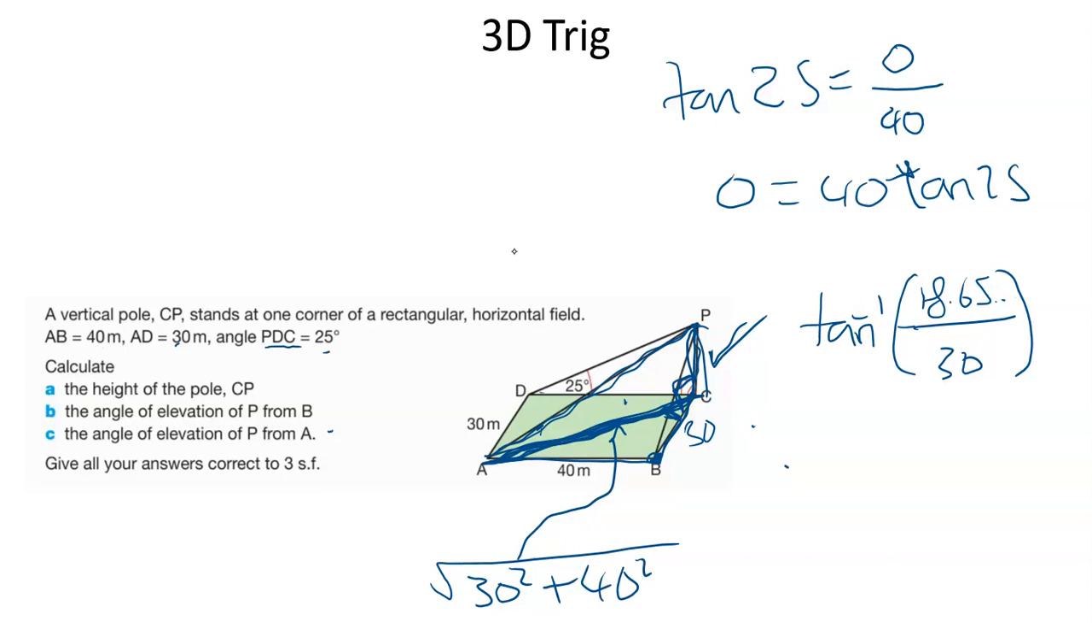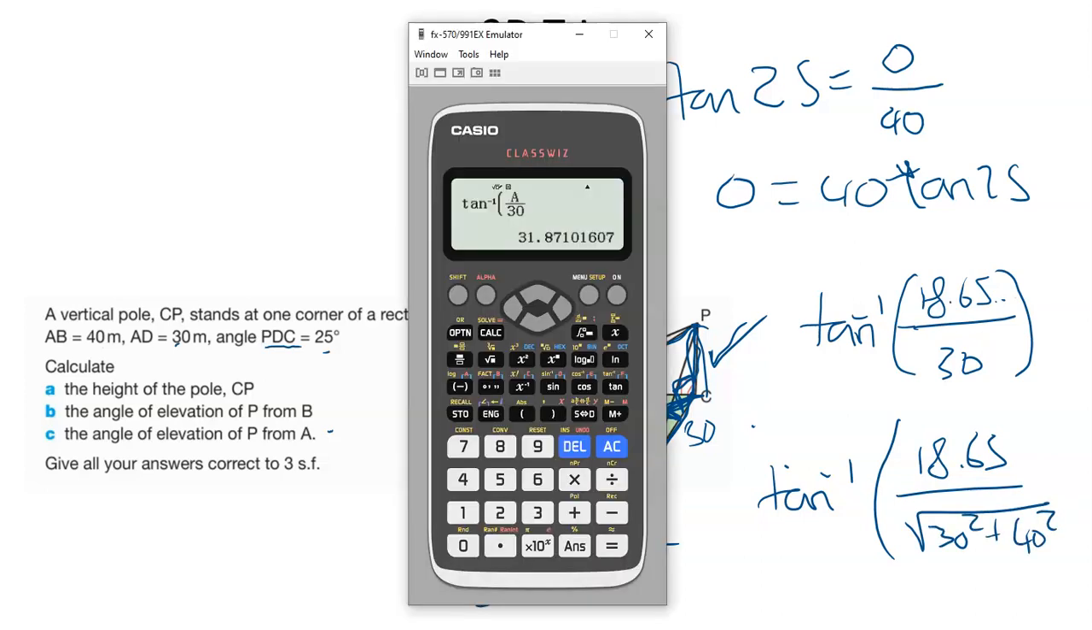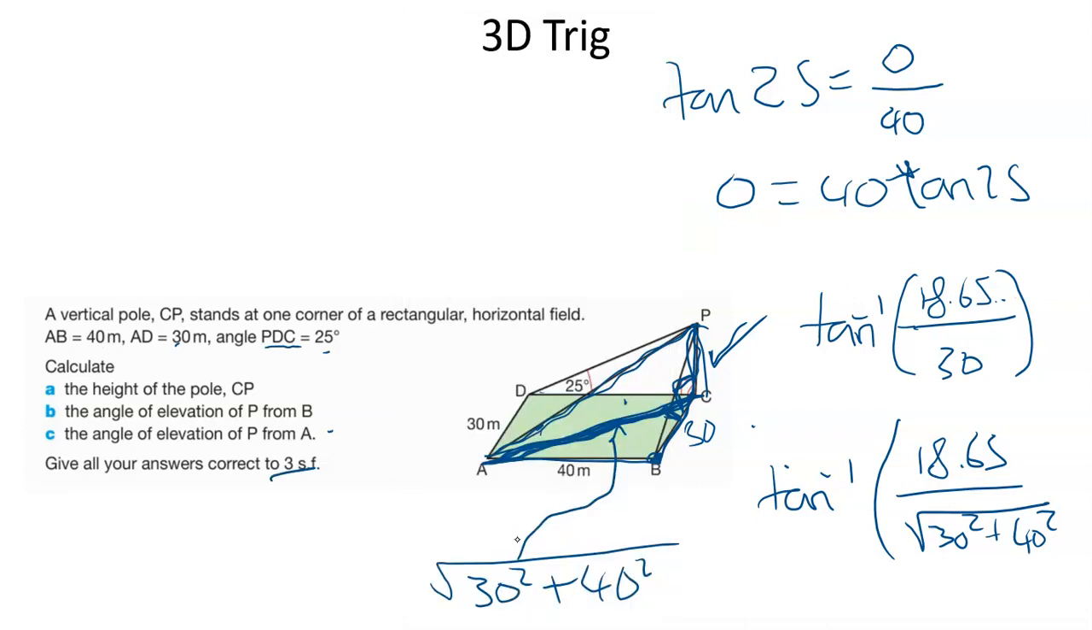And now again we just do exactly the same thing. It's going to be inverse tan of the opposite, which is our 18.65, or A in my calculator because I stored it so that I could use it again, divided by the adjacent side, which is root 30 squared plus 40 squared. And you don't even need to work that out on these nice modern calculators. I'm just going to backspace and change the 30 to root 30 squared plus 40 squared and let it work the whole thing out by itself, and then it'll give you that answer that you can round to 3 significant figures as requested.